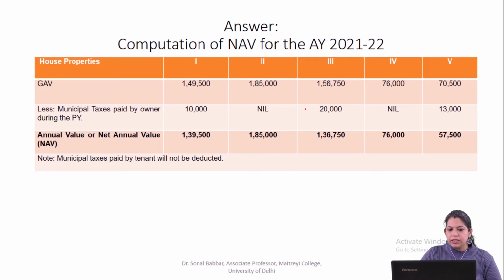In case of property 3, the GAV is 1,56,750 and municipal taxes of 20,000 paid by the owner will be subtracted. And we get 1,36,750 rupees as the NAV. In case of property 4 again, the municipal taxes were paid by the tenant, therefore they are not allowed as deduction. Therefore, GAV and NAV remain the same. In case of property 5, 13,000 is the municipal taxes paid by the owner. Therefore, this is subtracted from the GAV to get the net annual value of 57,500.